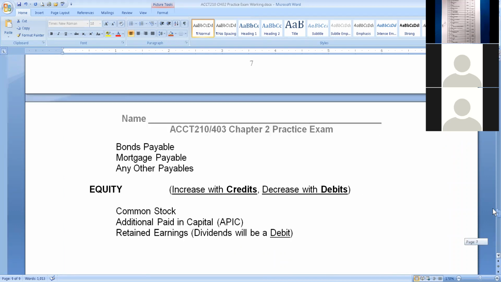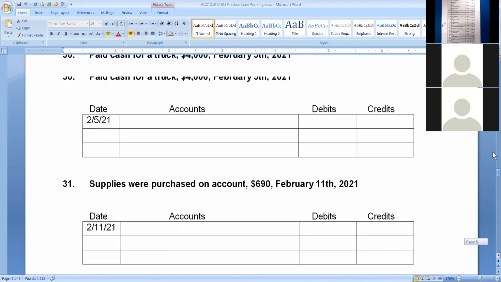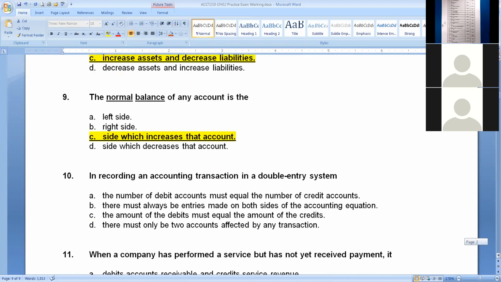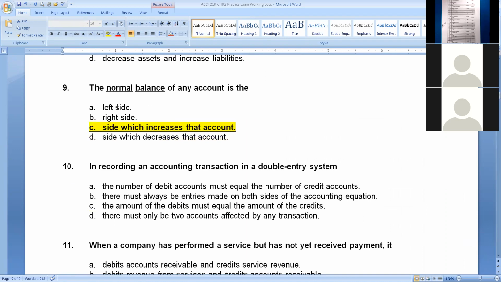So, yeah, the normal balance will be where. Oops, flew right past it. We didn't talk about that one. Should have, but I didn't.